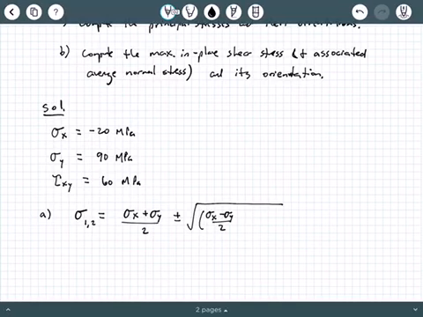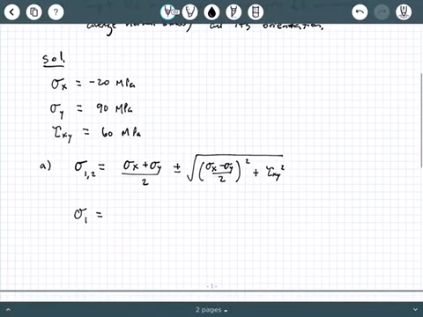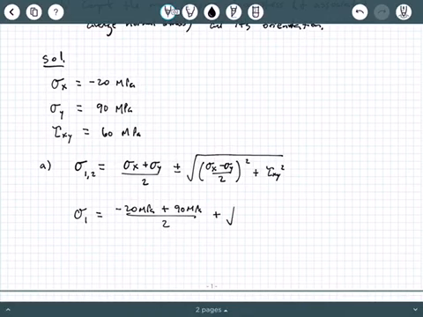So part A says compute the principal stresses. So we're going to have sigma 1, sigma 2 equals sigma x plus sigma y divided by 2 plus and minus the square root of (sigma x minus sigma y over 2) quantity squared plus tau xy squared. All right, so there's really no trick to this. You just got to be careful with the signs, okay?